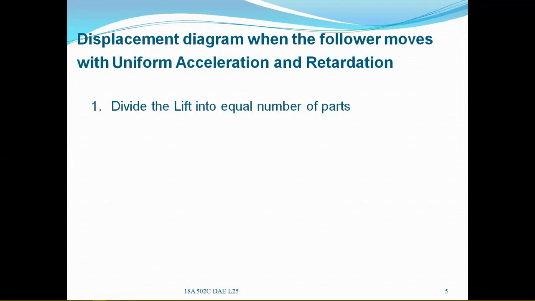After completion of this, up to this level, the procedure for all types of motions of every follower is the same. After this, the procedure will be different for uniform velocity, different for simple harmonic motion, and different for uniform acceleration and retardation. Now at present, we are going to discuss how to draw the displacement diagram for a follower moving with uniform acceleration and retardation.